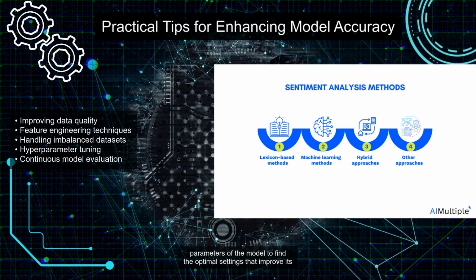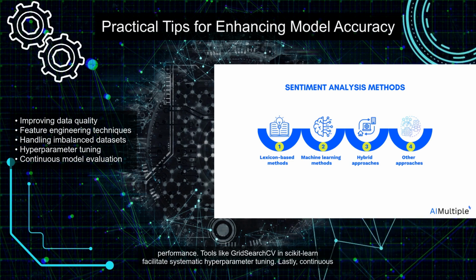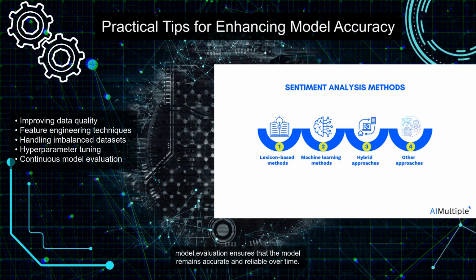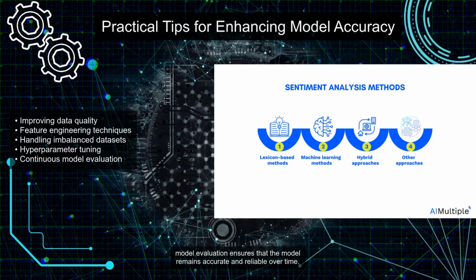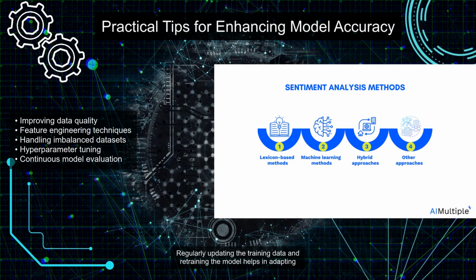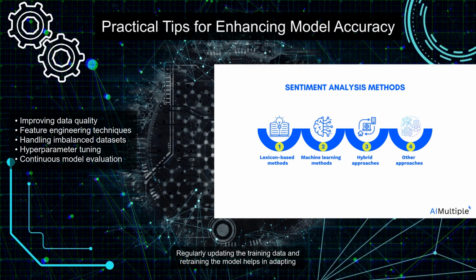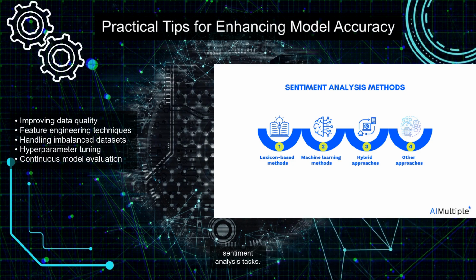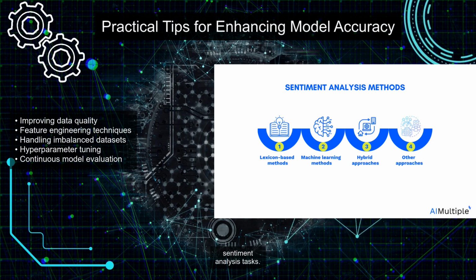Hyperparameter tuning involves adjusting the parameters of the model to find the optimal settings that improve its performance. Tools like grid search in scikit-learn facilitate systematic hyperparameter tuning. Lastly, continuous model evaluation ensures that the model remains accurate and reliable over time. Regularly updating the training data and retraining the model helps in adapting to new trends and changes in language use, maintaining its effectiveness in sentiment analysis tasks.